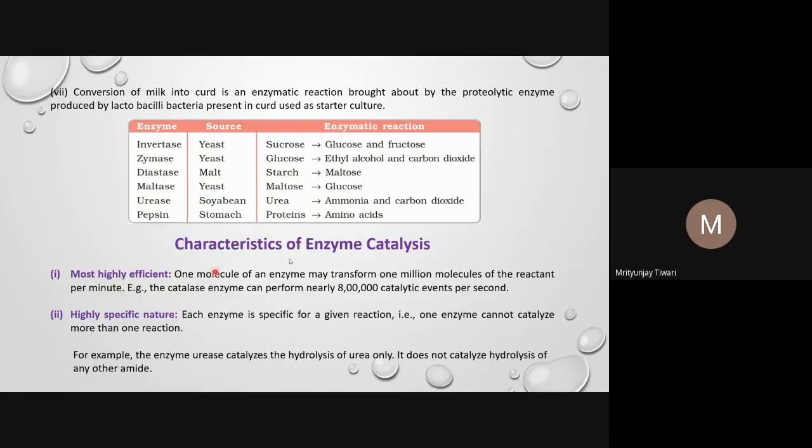The enzyme catalysts are also very highly specific in nature. Specificity means selectivity. They are very selective. Each enzyme is specific for a given reaction, that is, one enzyme cannot catalyze more than one reaction. For example, the enzyme urease catalyzes the hydrolysis of urea only. It does not catalyze hydrolysis of any other amide.